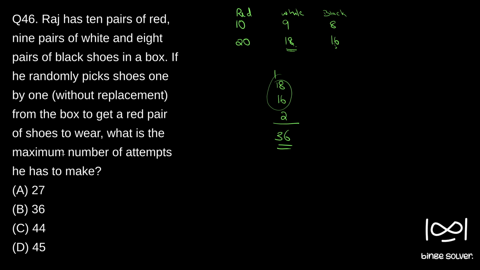So what is the maximum number of attempts he has to make? The worst case scenario is the minimum number in the worst case scenario. Maximum number of attempts he has to make is the minimum number in the worst case scenario. So question 46, solution is B, 36. Solution to question 46 is B, 36.